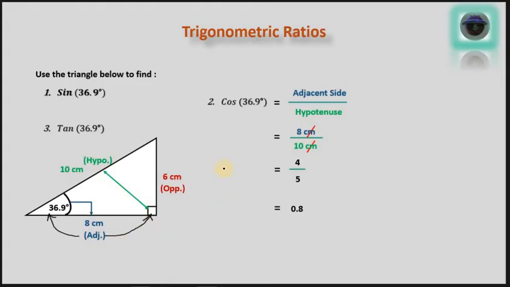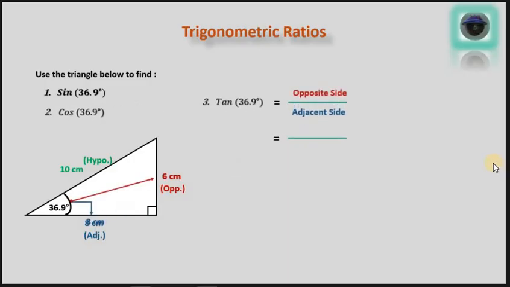And so cosine is adjacent, which is 8 centimeters, over the hypotenuse, that side that faces the 90 degrees, of 10. And when you cancel the centimeters, you get 4/5, because 2 goes into 8 4 times, 2 into 10 5 times, and 5 into 4 gets 0.8. Calculator can do that. So that means the cosine of 36.9 degrees is 0.8.